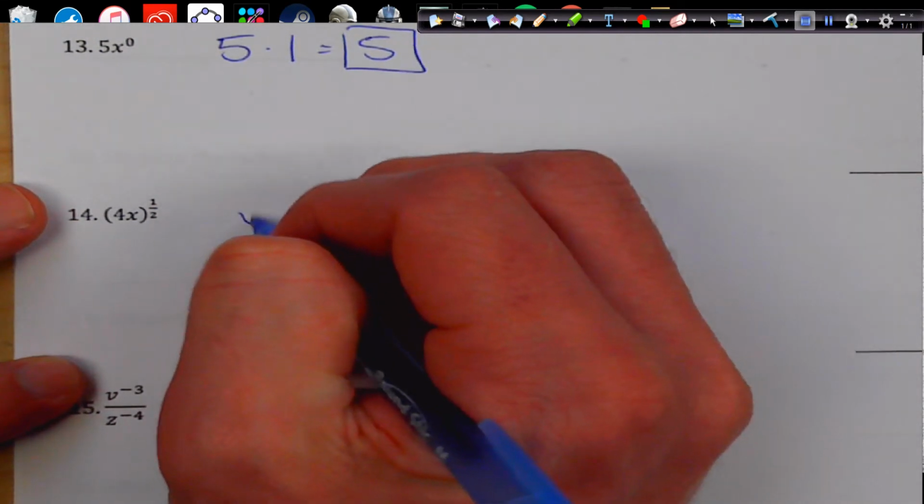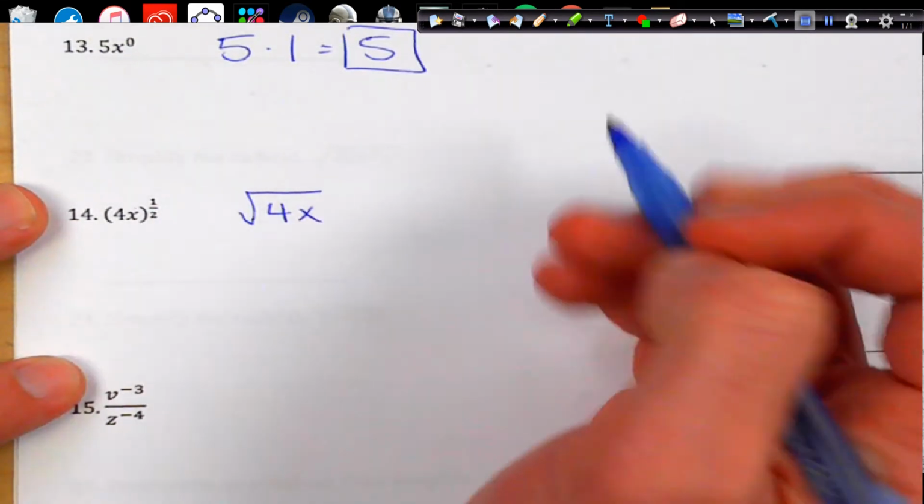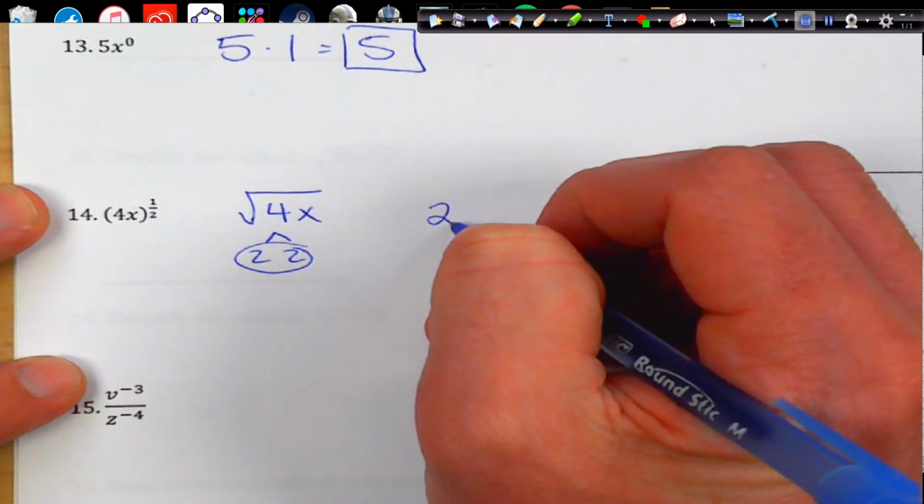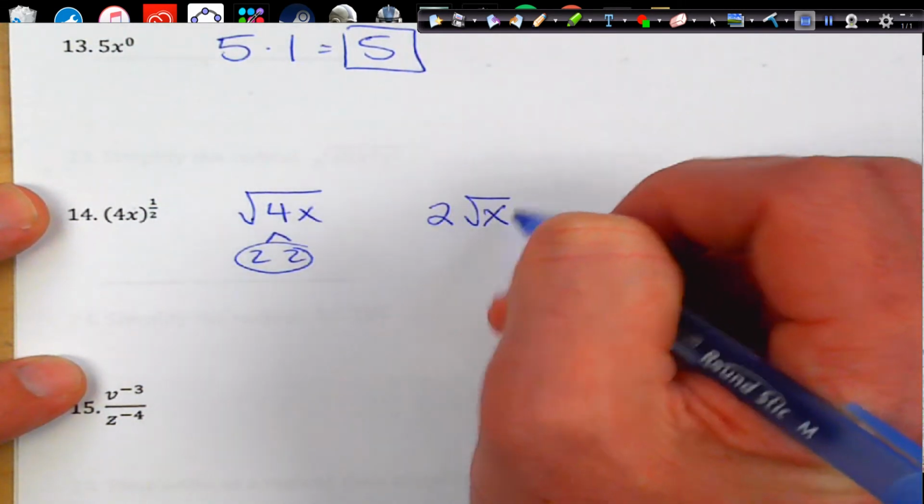1/2 means we're going to just take the square root of 4x. 4 breaks down to 2 and 2. We have 2 equal factors, so I get to pull out the 2. The x is stuck behind.